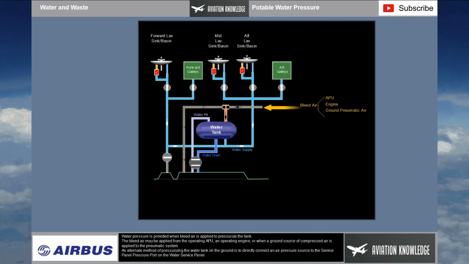Water pressure is provided when bleed air is applied to pressurize the tank. The bleed air may be applied from the operating APU and operating engine, or when a ground source of compressed air is applied to the pneumatic system. An alternate method of pressurizing the water tank on the ground is to directly connect an air pressure source to the service panel pressure port on the water service panel.